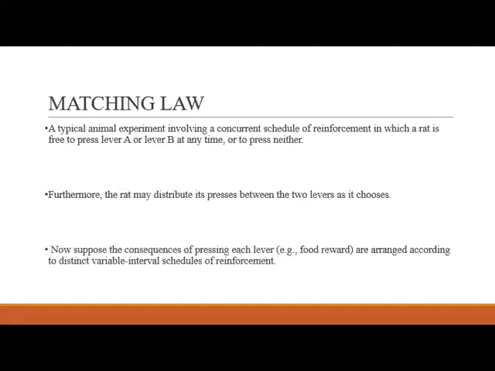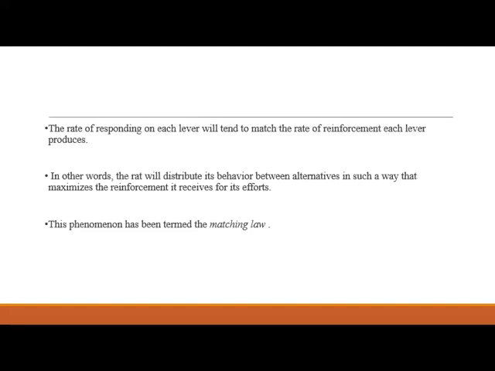Now, next is the matching law. In a typical animal experiment involving a concurrent schedule of reinforcement, a rat was free to press lever A or lever B at any time, or to press neither. Furthermore, the rat could distribute its presses between the two levers as it chose. Now, suppose the consequence of pressing each lever, that is food reward, was arranged according to distinct variable interval schedules of reinforcement. The rate of responding on each lever would tend to match the rate of reinforcement each lever produces. In other words, the rat would distribute its behavior between alternatives in such a way as to maximize the reinforcement it receives for its efforts. This phenomenon has been termed the matching law.